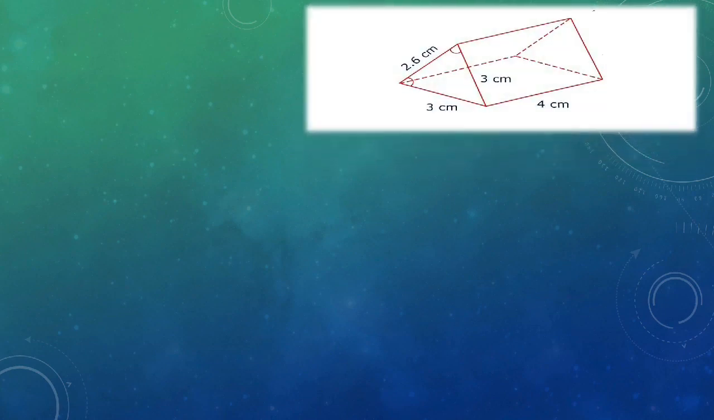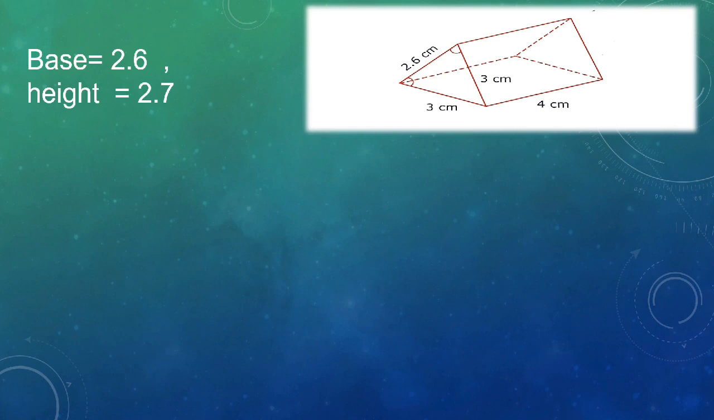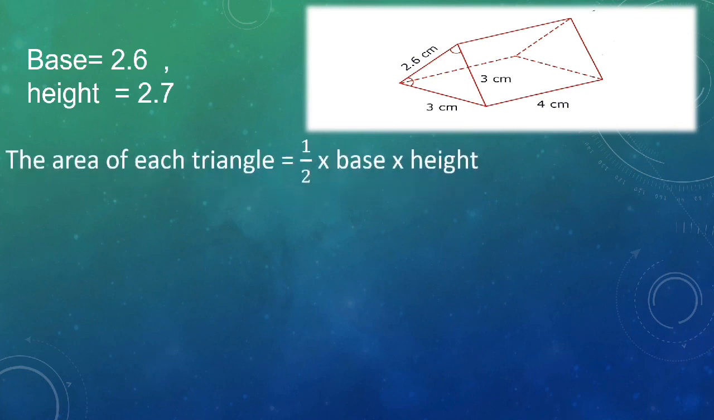Since we have base and height, we can now solve the area of each triangle. Again, the formula is 1/2 times base times height. So we have 1/2 times 2.6, which is our base, times 2.7, which is our height. So the answer is 3.51 centimeters squared. Since we have two triangles, we are going to multiply that by 2.